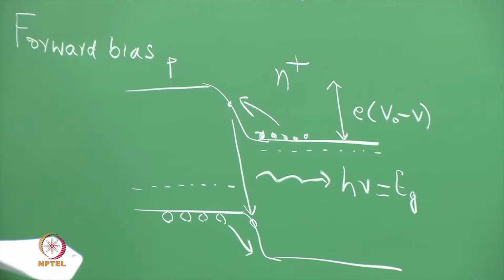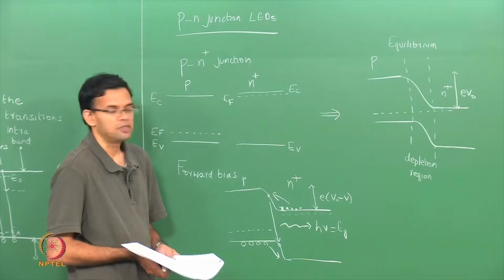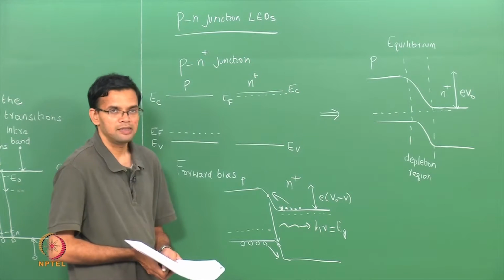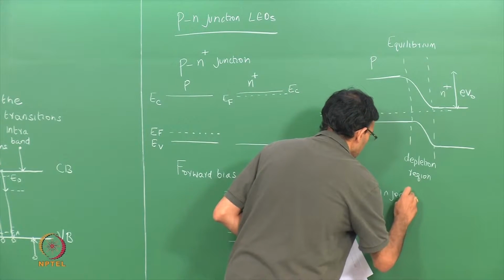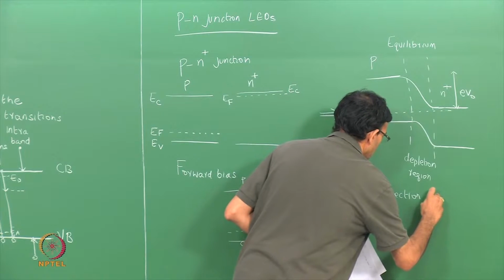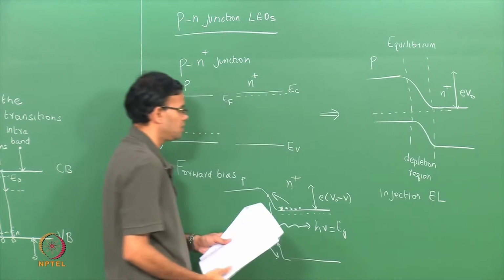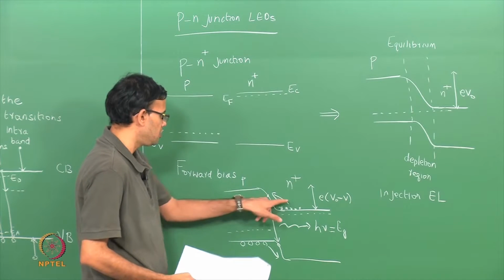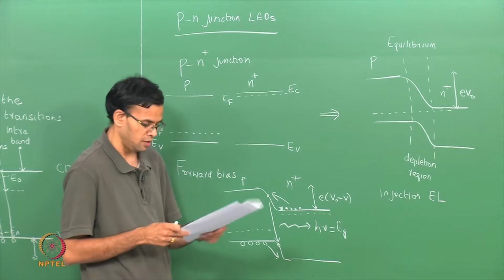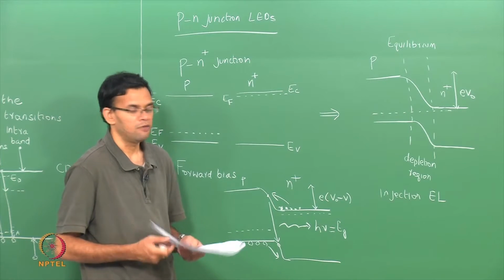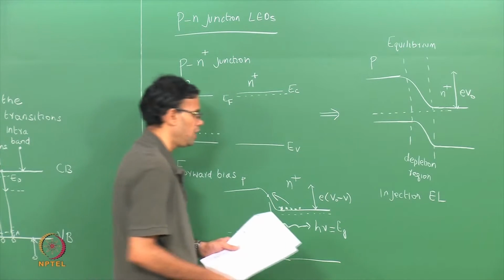So, this is a case of a simple LED where we have just forward biased a p-n junction in order to produce light. So, this is an example of an injection electroluminescence, because we inject carriers, so electrons and holes, in order to generate your light. So, the formation of the light is essentially a spontaneous process.